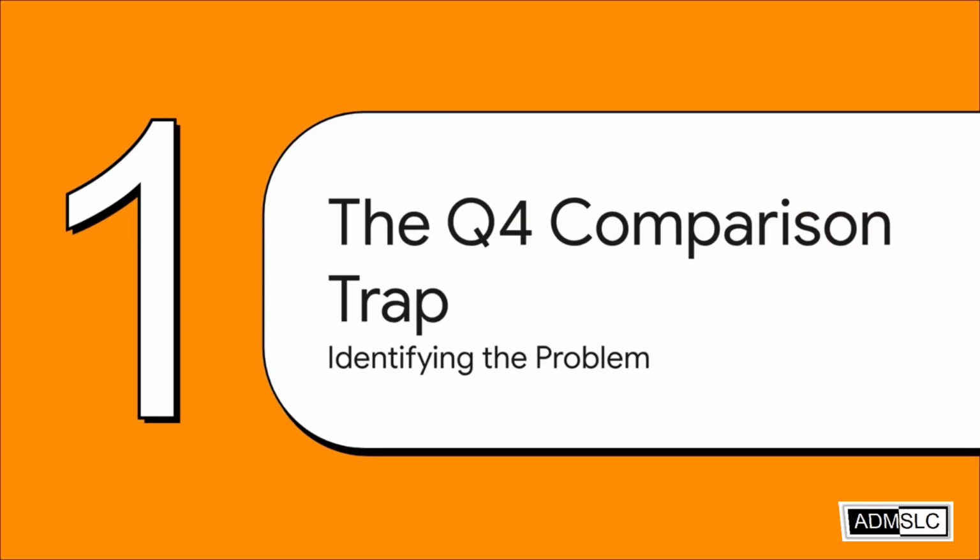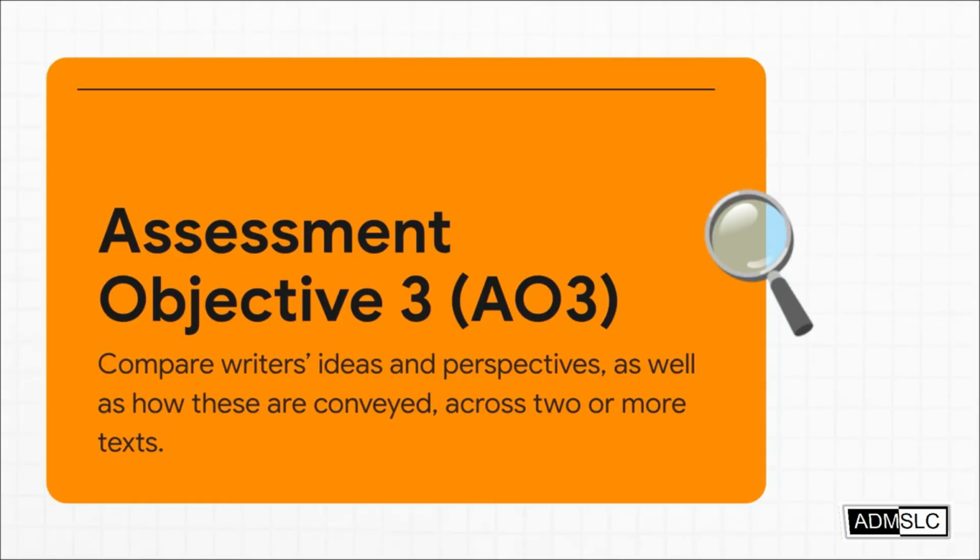Before we can climb, we need to know what we're up against. Let's start at base camp and identify the biggest problem holding students back. Okay, so the key phrase here, the one you've got to lock onto, is how these are conveyed. The examiner doesn't just want to know what the writers are thinking. That's the easy part. They want to know how they're using their writer's toolkit to get those ideas across.